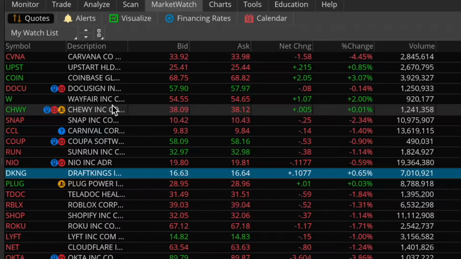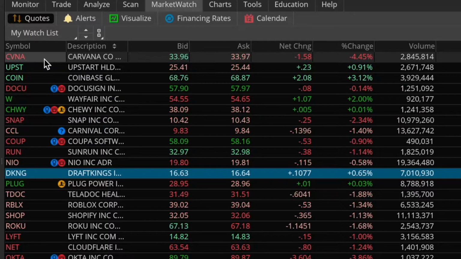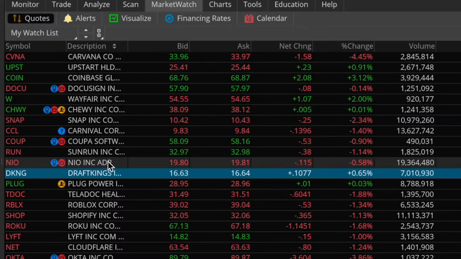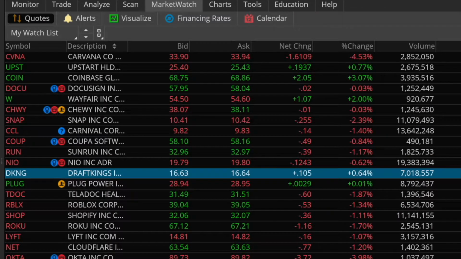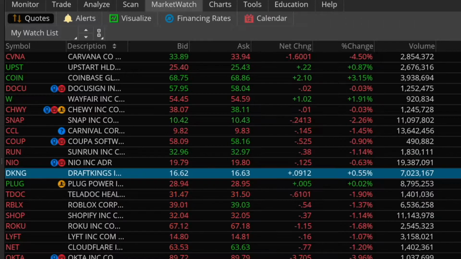The most obvious columns, of course, are the ones here where I have the ticker symbol and a basic description about each stock that's in my list. So of course, not much more to say on that topic, and we'll move on here.